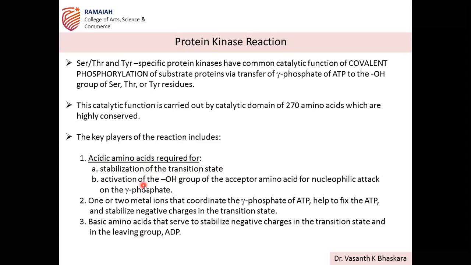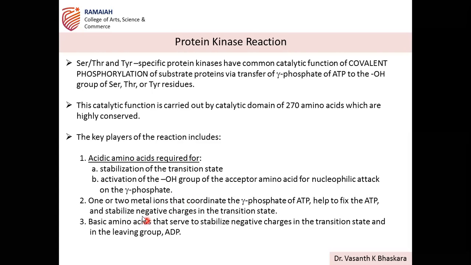And then the second one is activation of the hydroxyl group of the acceptor amino acid for nucleophilic attack on the gamma phosphate. So the hydroxyl group, where it is on the substrate. So the substrate hydroxyl groups to which phosphorylation has to take place in the substrate, the protein kinase has to make active. So these active hydroxyl groups will make a nucleophilic attack over the gamma phosphate group of the ATP.